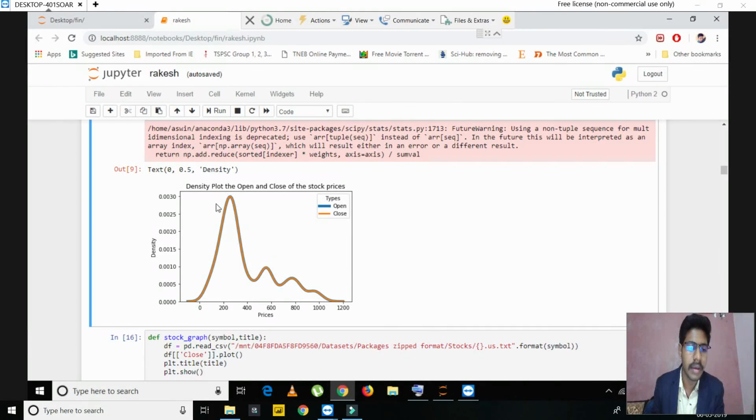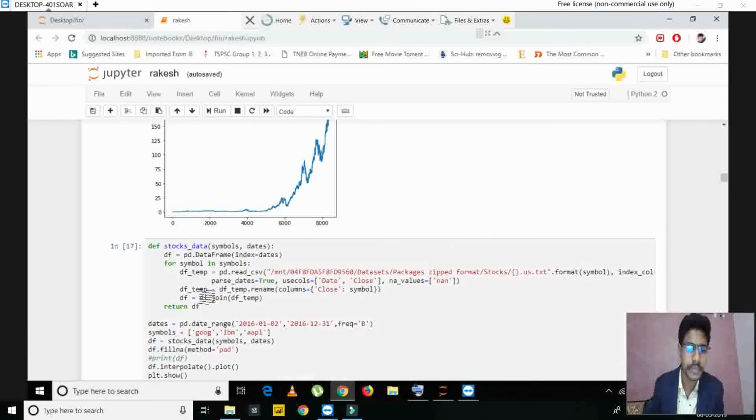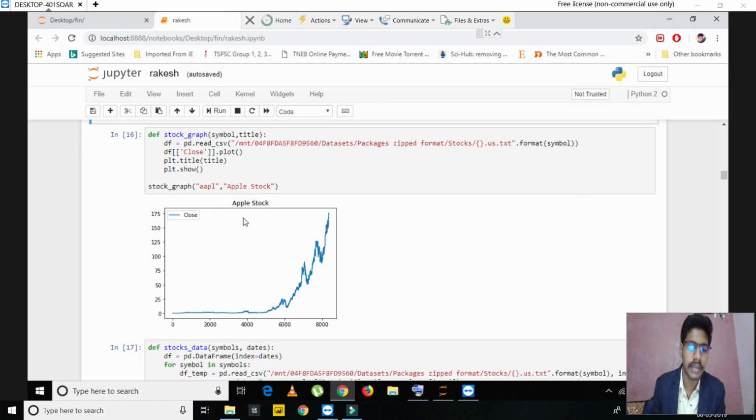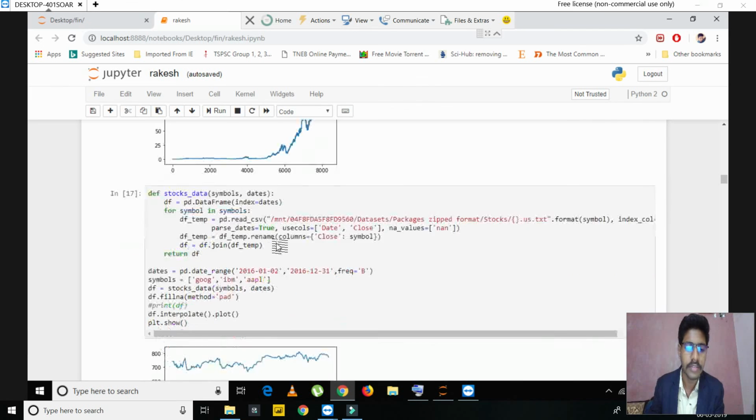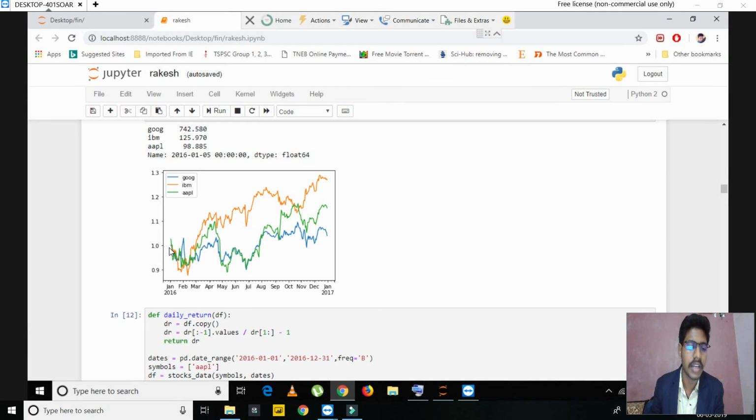Next, this is the density plot of open and close stock prices here. Open is in blue color and close is in orange color. You can easily see the blue and orange are dependent on each other. Okay, next, this is the Apple stock price. All the stock prices will be individual and we can compare them together. So I will scroll for some time. This is the final one.